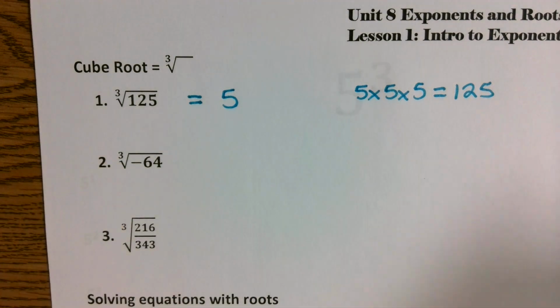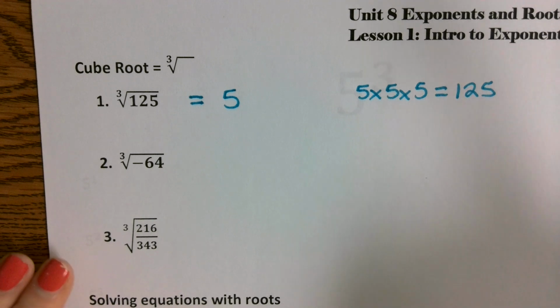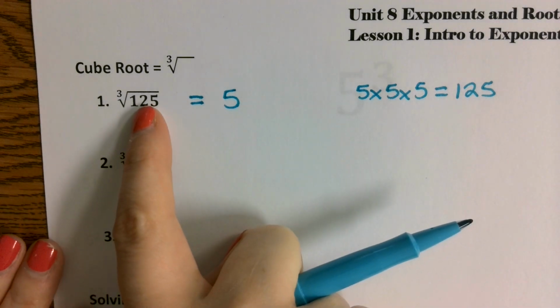Go ahead and do that in your calculator. Do negative 5 times negative 5 times negative 5. What do you get? Negative 125. Is negative 125 the same thing as 125?